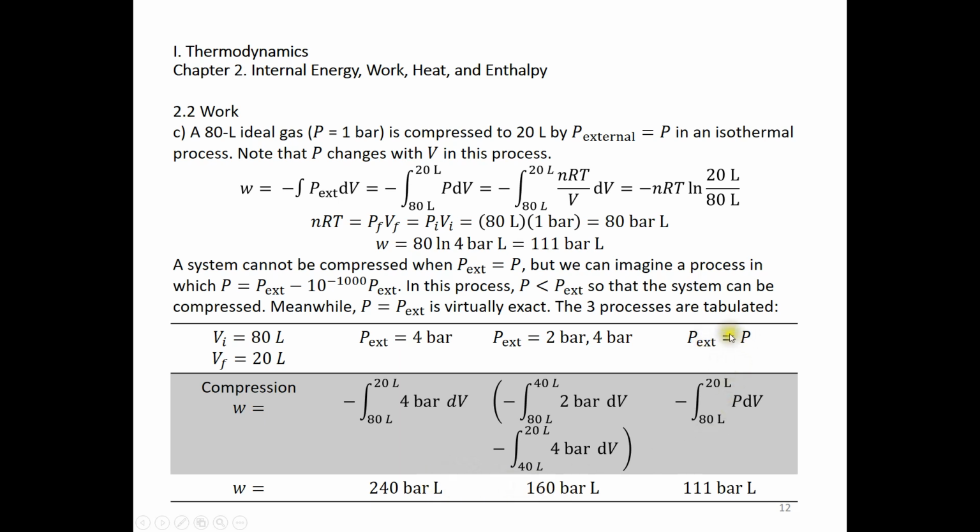And then finally, we say, well, why don't we just make sure P external equals P, and then we have 111 bar liters. This number is actually the minimum amount of work that is done to the system, given the same initial state and final state. The initial state is 80 liters, 1 bar. The final state is 20 liters, 4 bars.